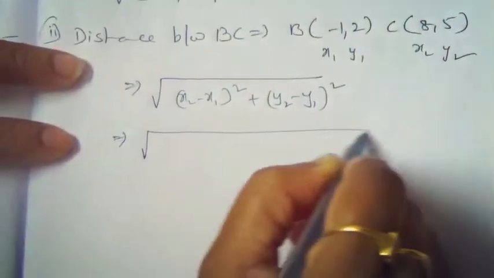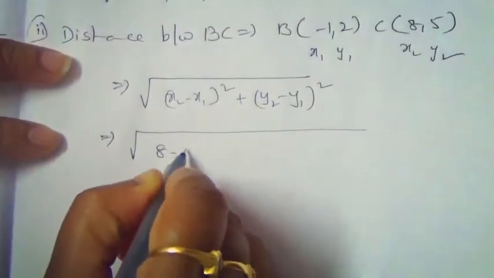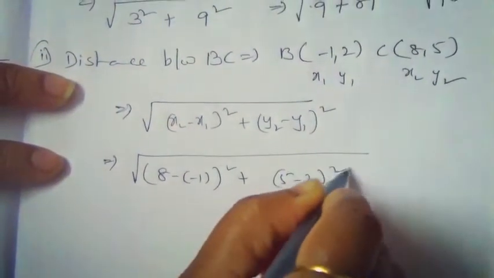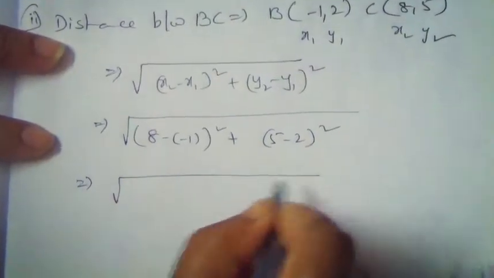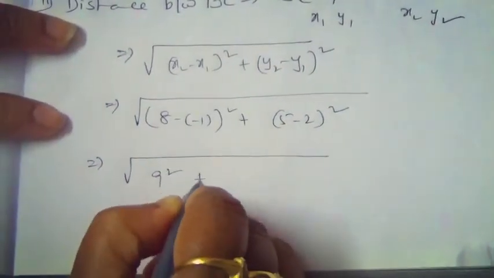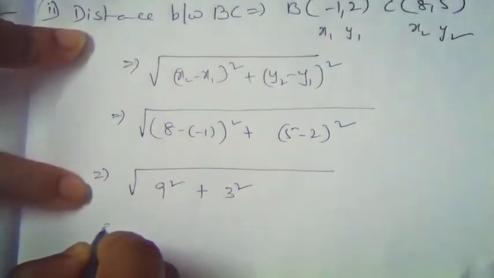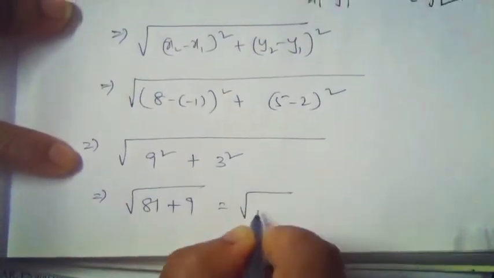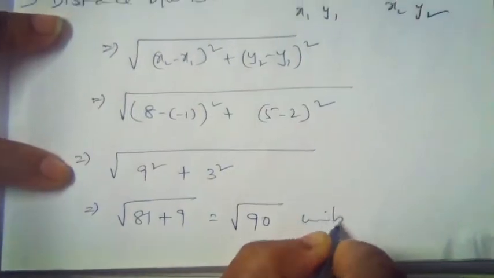That implies square root of (8 minus (minus 1)) whole square plus (5 minus 2) whole square. That implies square root of 9 square plus 3 square. That implies square root of 81 plus 9, that implies square root of 90 units. So the next two sides also we have to check.